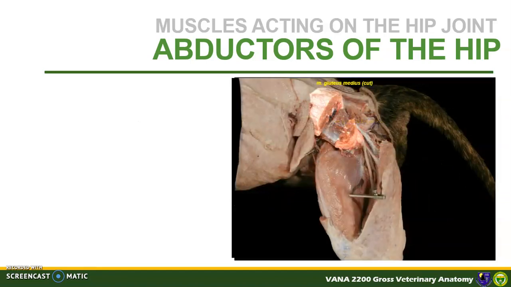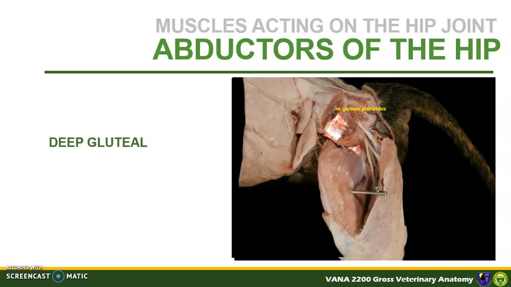The next gluteal muscle can be revealed once we dissect the middle gluteal muscle, as shown here. This is the deep gluteal muscle. It extends from the spine of the ischium laterally over the hip joint to insert on the greater trochanter.